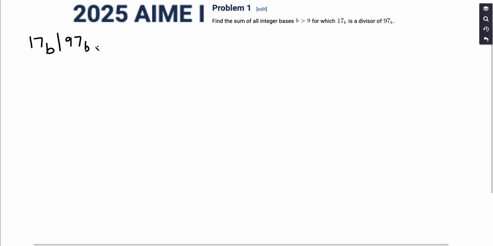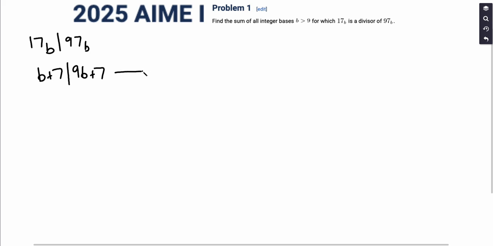In order to figure out what base b satisfies these, we need to convert both of these into base 10. And so 17 base b is the same thing as b plus 7. 97 base b is similarly 9b plus 7. This is given by multiplying each of the digits of 17 base b and 97 base b by their respective placements of the powers of b. So for example, here we multiply 1 by b to the first and we get b. We multiply 7 by b to the 0 and we get 7. 9 by b to the first, we get 9b. 7 by b to the 0, and we get 7.